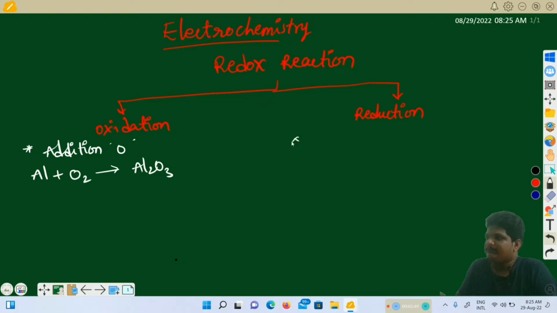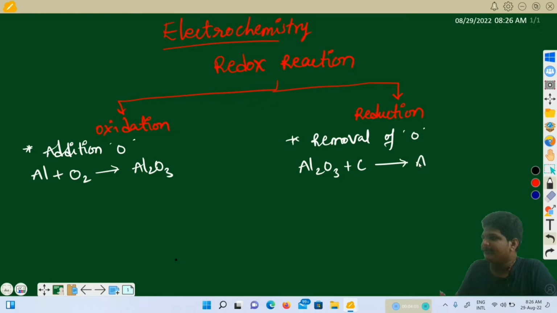Now reduction means removal of oxygen. If you add carbon to this aluminium oxide, we get aluminium and CO2 gas. Oxygen has more affinity towards carbon when compared to aluminium, so that's why we get CO2 gas. Here we are removing the oxygen from the aluminium, so it is a reduction reaction.